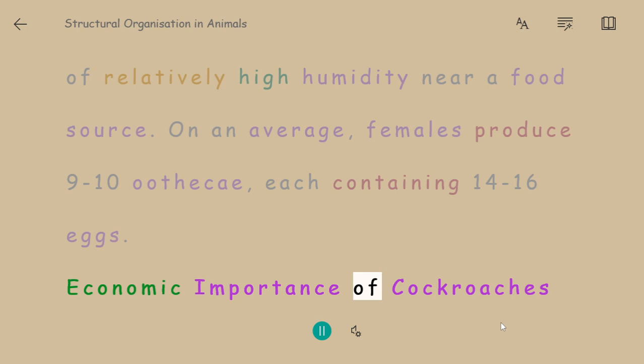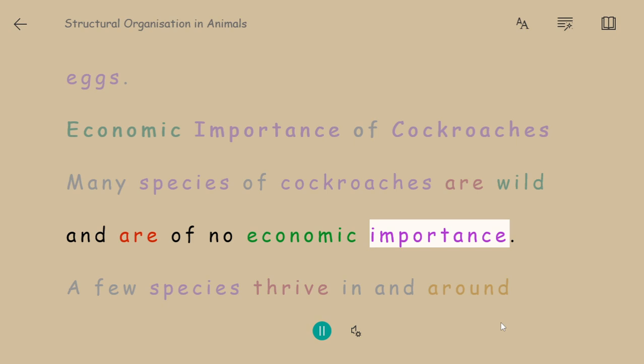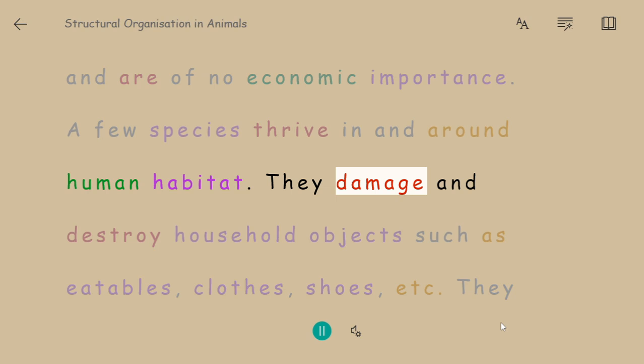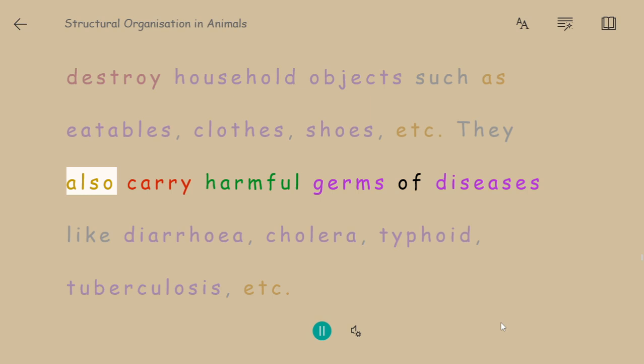Economic importance of cockroaches. Many species of cockroaches are wild and are of no economic importance. A few species thrive in and around human habitat. They damage and destroy household objects such as eatables, clothes, shoes, etc. They also carry harmful germs of diseases like diarrhea, cholera, typhoid, tuberculosis, etc. They contaminate food items with their smelly excreta.